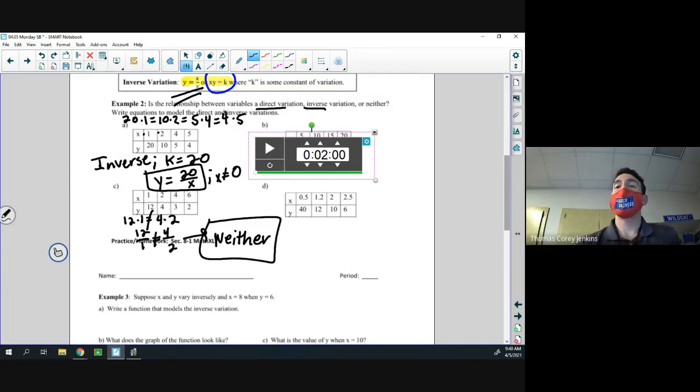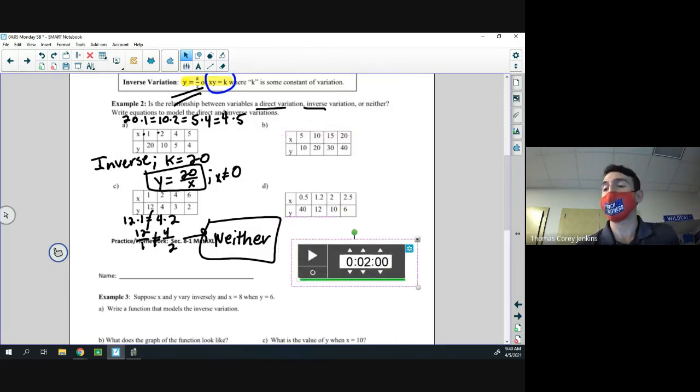All right, so you guys try B and C, and I'll call on you here in about 2 minutes to make sure you have it. Is it direct? Is it inverse? Is it neither? If anybody has any questions or needs any help, you can let me know. Or feel free to talk to people around you. Compare answers at least.